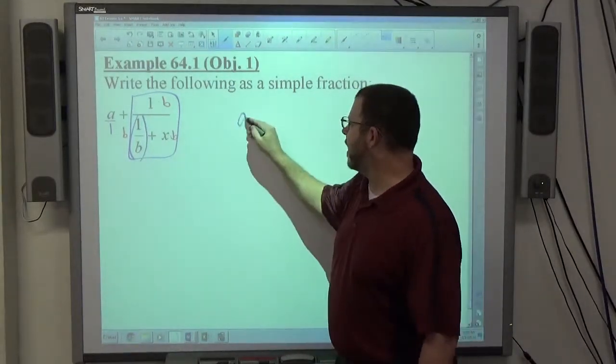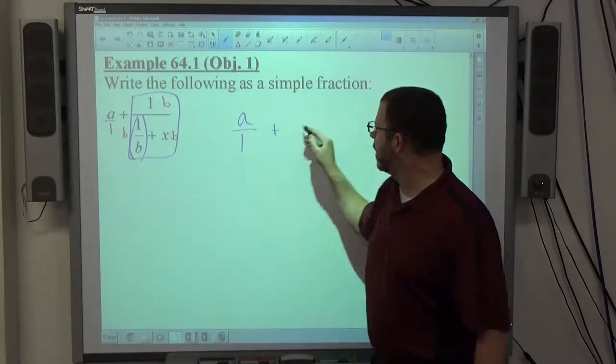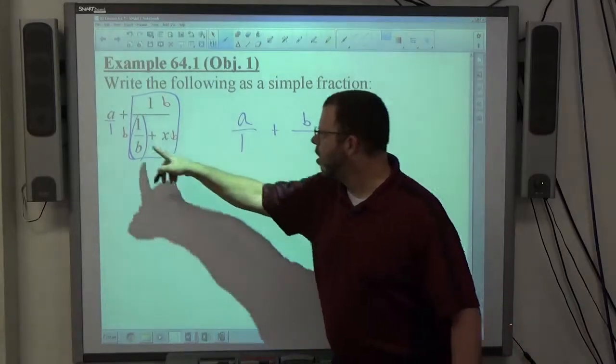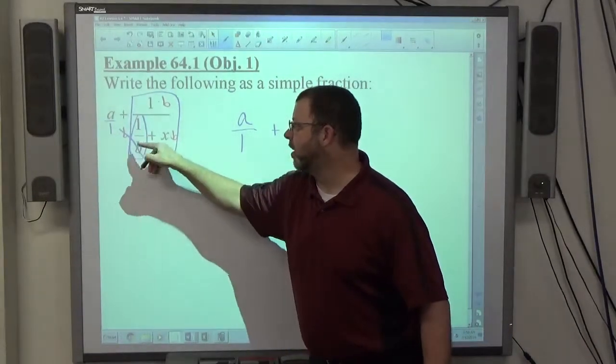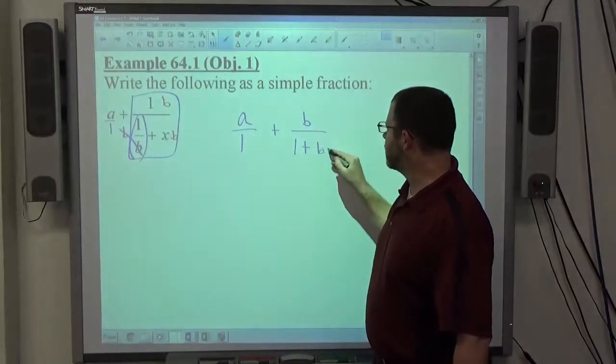A stays a, I'm going to keep that over 1. And then b times 1 on top makes b on top. 1 over b times b, the b's cancel, leaving me with 1. And then x times b is bx.